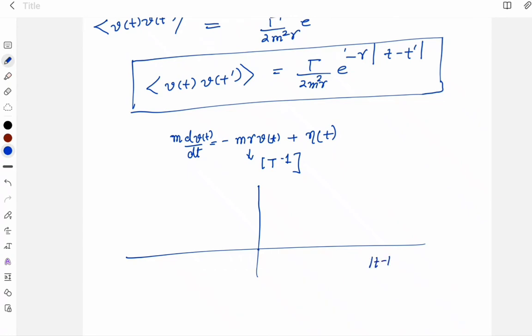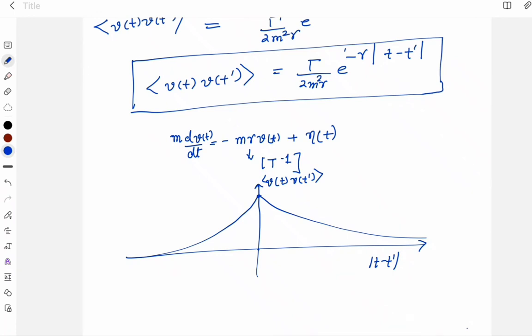If you plot this velocity correlation, I am plotting t minus t prime on this axis, and the average velocity correlation on this axis, then you will see that when t minus t prime is 0, it has some value, and then it decays exponentially, and the time scale over which it substantially decays is proportional to gamma inverse. So there is an inherent time scale in the system which is coming due to the drag.